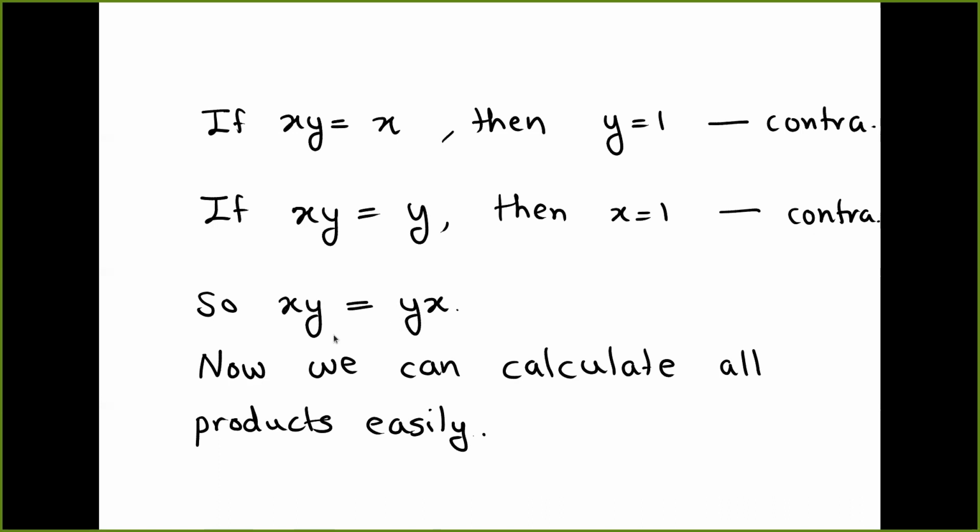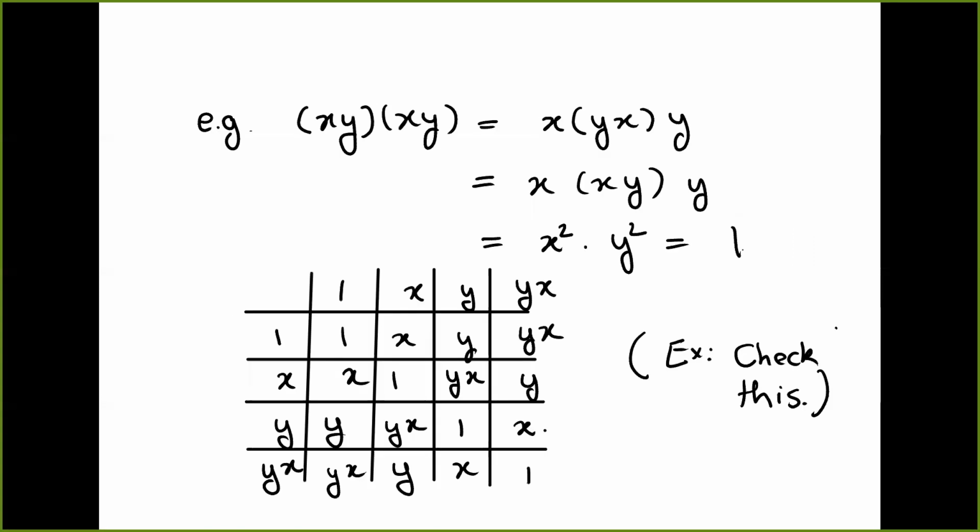Which just means that when x and y are multiplied, the order doesn't matter. And now we can calculate all the products very easily, and we can fill out the multiplication table. So I've just done an example: suppose I want to calculate xy times xy. Well, rearrange the brackets so that the brackets are now around the middle yx.